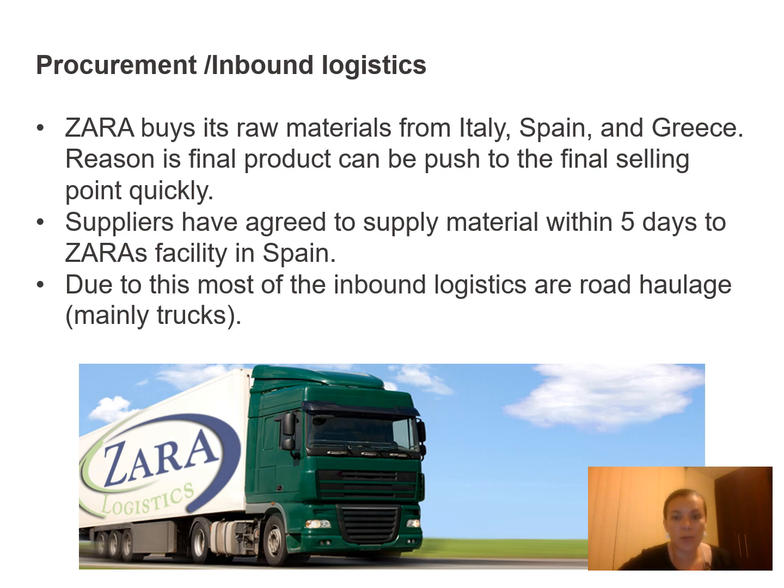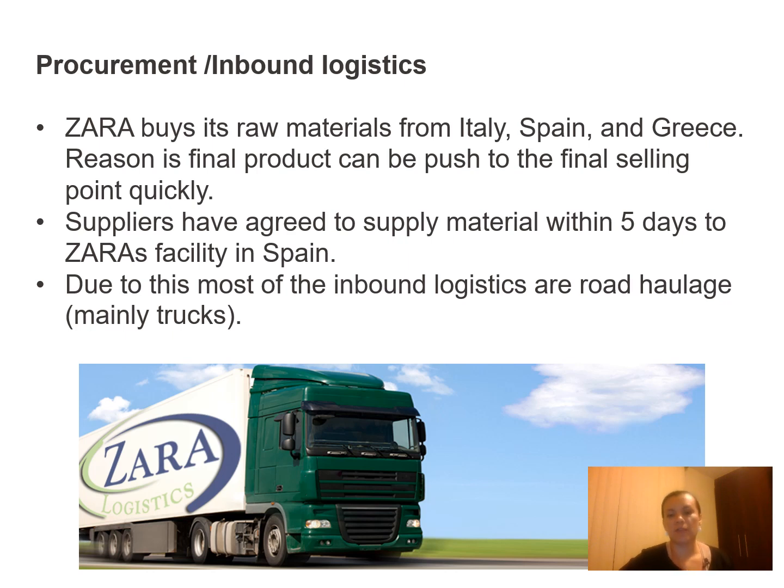In terms of the procurement, and we will be going into detail on what this means in the model of procurement, Zara buys the raw material from Italy, Spain, and Greece. They are very close to the manufacturing plant in Spain, so they have a quick response to the final selling. Suppliers agree to supply them in 5 days to a facility in Spain, which is good, because they are working on new fresh designs every week.